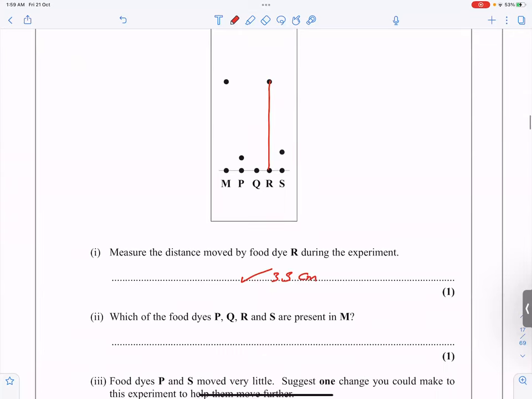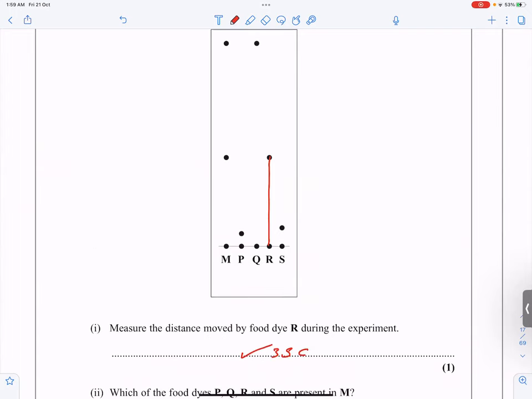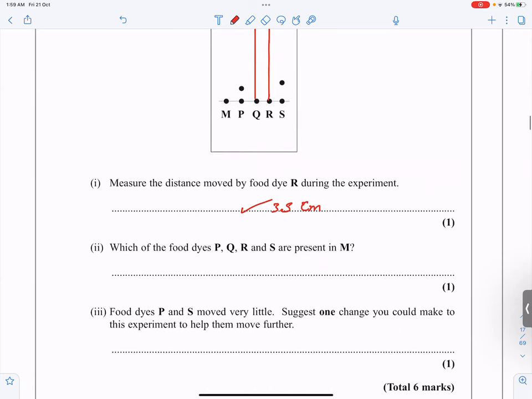Which of the food dyes P, Q, R and S are present in M? By comparison, you will find that a spot of M matches the spot in R, and another spot matches the spot in Q. So the substances present in the mixture M are Q and R.